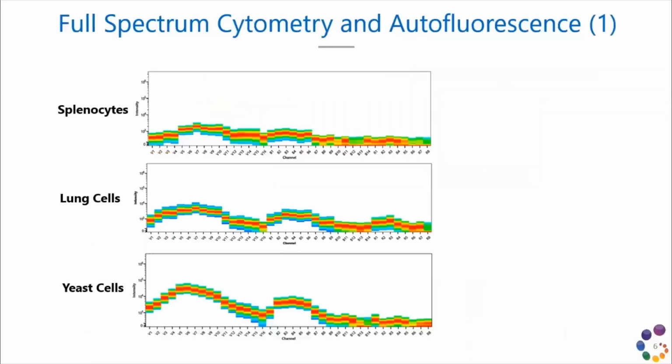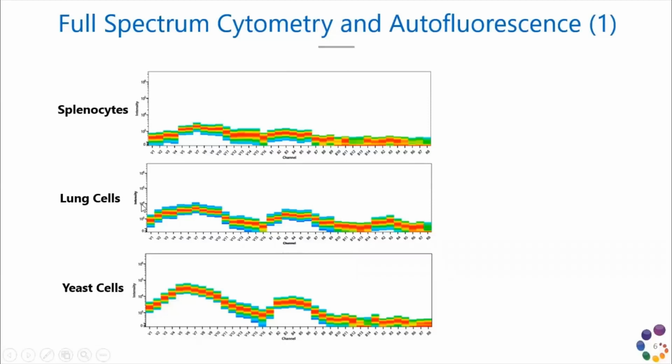Another advantage to using this approach of the full spectrum cytometer is the ability to characterize and work with autofluorescent samples. Here are a few examples of full spectrum signatures for different samples provided by some of our collaborators. We've got splenocytes here on the top, lung cells in the middle, and yeast cells at the bottom.